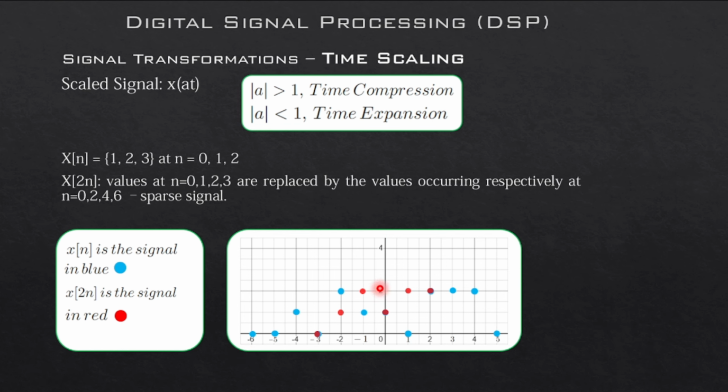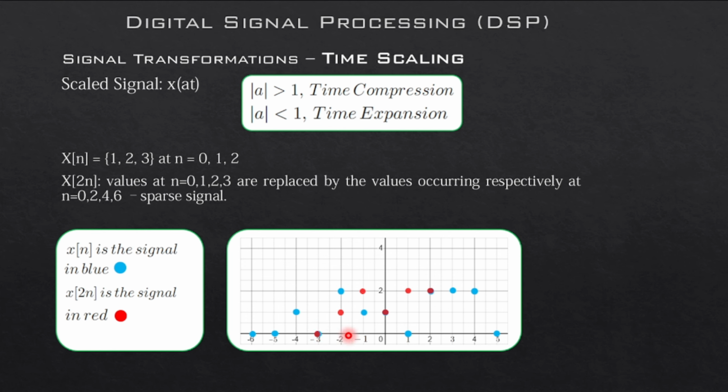Giving also another example, for n equal -3, x[2n] is x[-6]. So for n equal -3 at this position, x[2n] is x[-6], the original blue signal at -6. What is that value here at -6? It's 0. So you place it here. Now it happens to be the same.